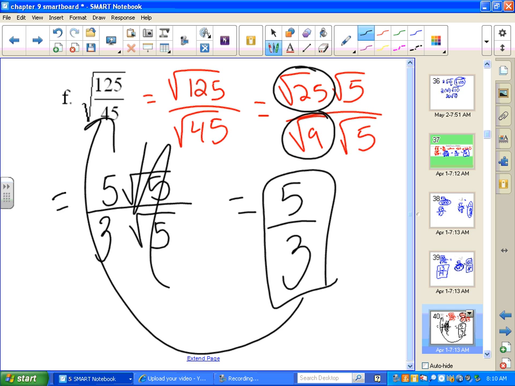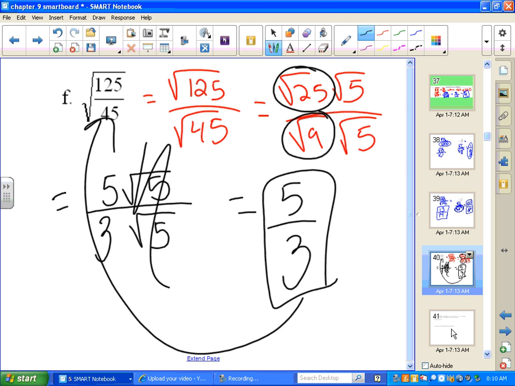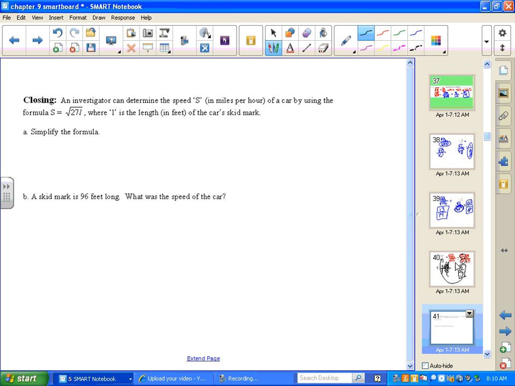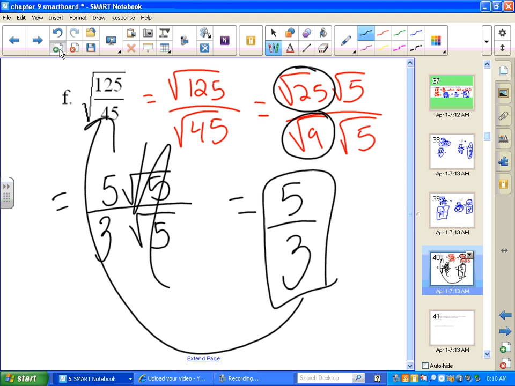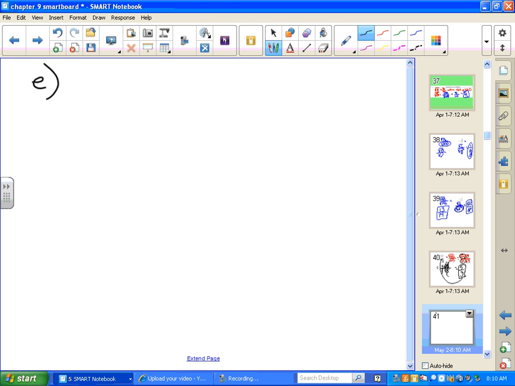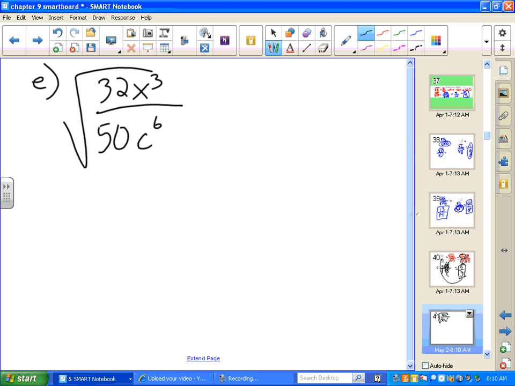Okay, so I'm going to do it with you guys. We're going to do one step at a time here. If you're ahead of me, please check. All right, so square root of 32x cubed over 50c squared. All right, first step, split them up, okay? Square root of 32x cubed over square root of 50c squared. Okay, split them up. Next step.